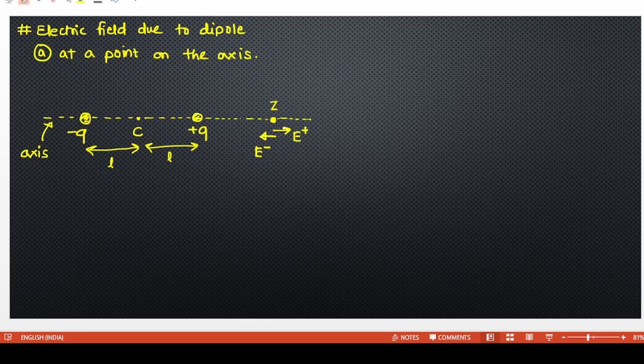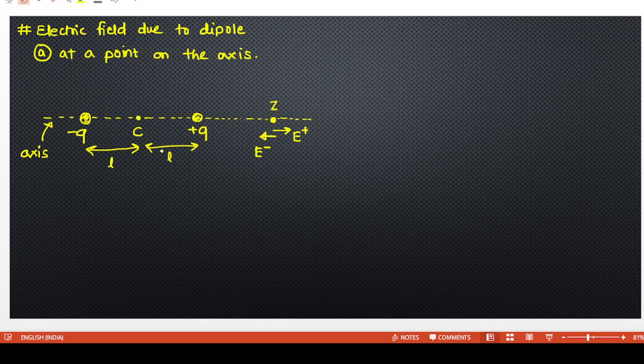This E plus and E minus are just numbers, just magnitudes. The arrows take care of direction. Which electric field will win? These two vectors are opposite to each other, so to get the resultant magnitude, we have to subtract them. But before that, we should know who will win. E plus will win, because although both the charges are equal, E plus will be more because the positive charge is closer, and this negative charge is comparatively further away, at a larger distance from point Z.